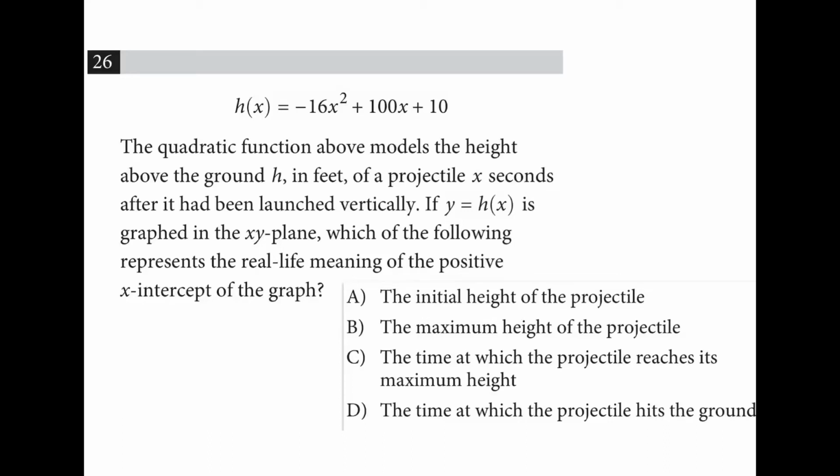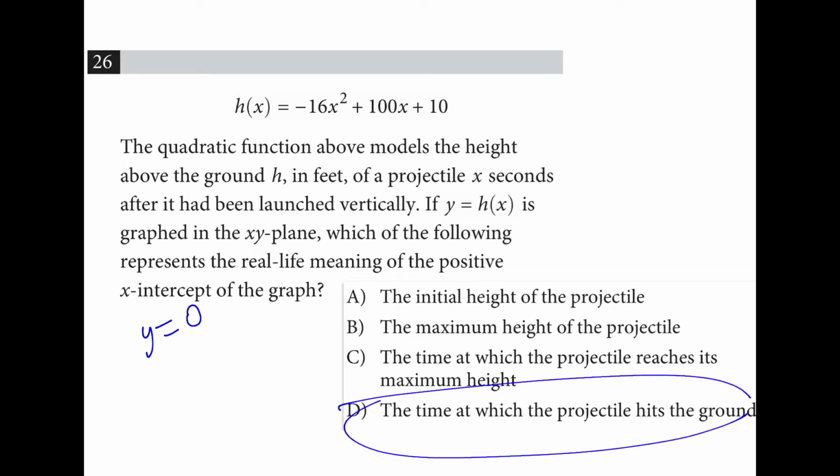If y equals h of x is graphed in the xy-plane, which of the following represents the real-life meaning of the positive x-intercept? The x-intercept is when y is equal to 0. So this is when it's been launched, but that's the time when it hits the ground. So we have launched, impact with ground.